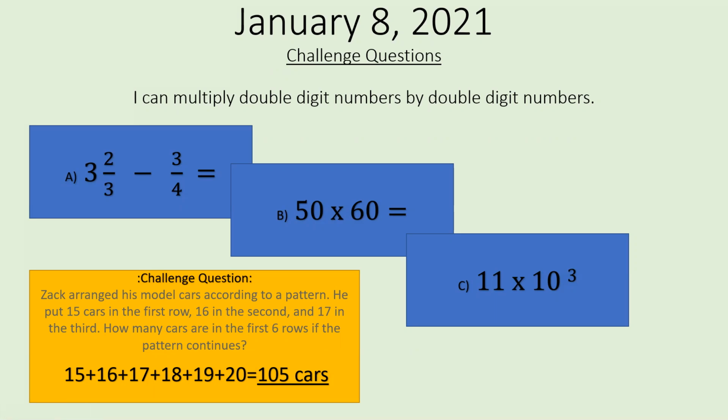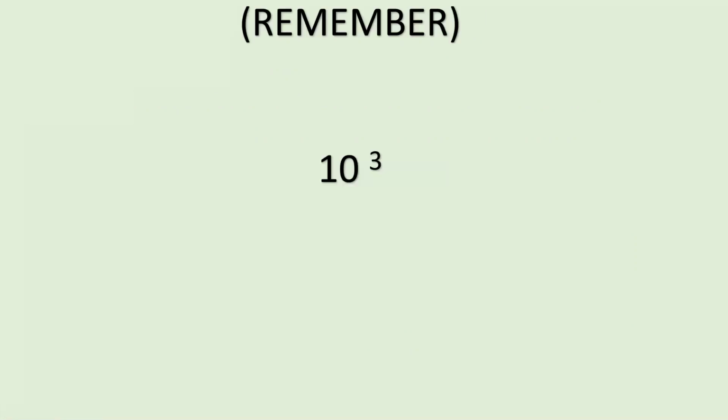What you are going to do is the pattern is 15, 16, 17. So the entire first six rows is going to be continue that pattern for the last three parts. So 15, 16, 17, 18, 19, 20. Add those all together and you get 105 carbs.